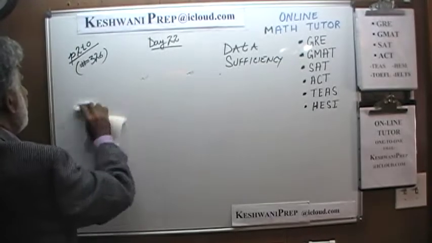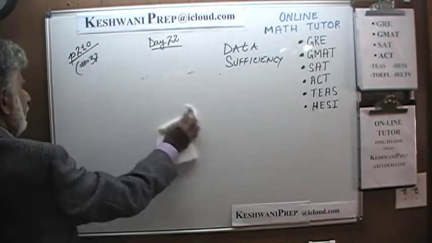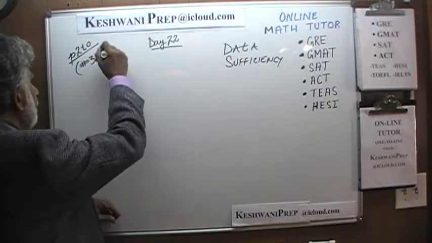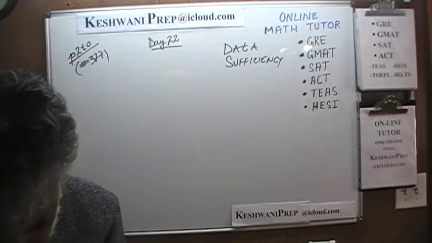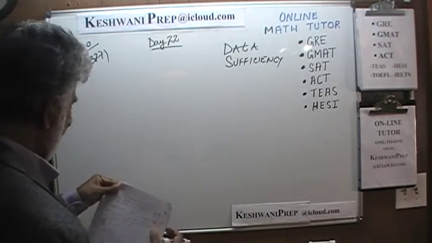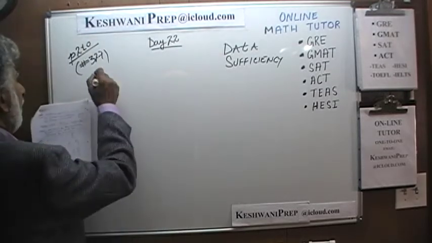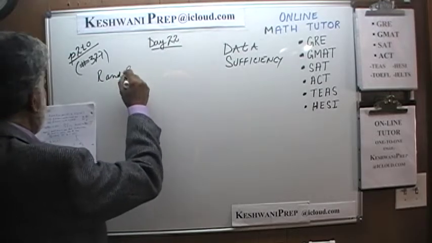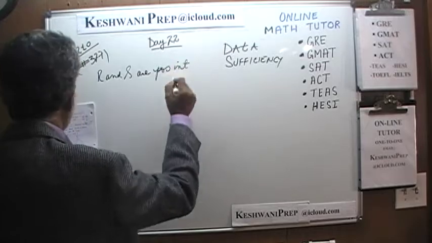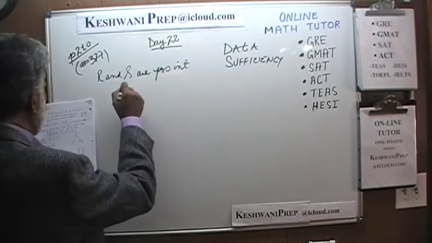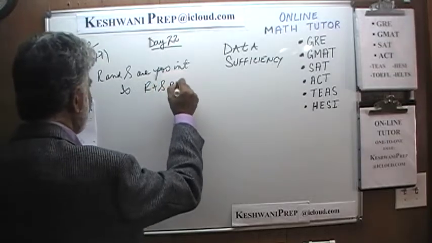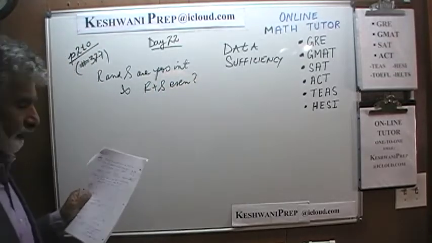Next one, number 327. Let's see what this says. Number 327 tells us that R and S are positive integers. The question is, is R plus S even? Let's see what they tell us.